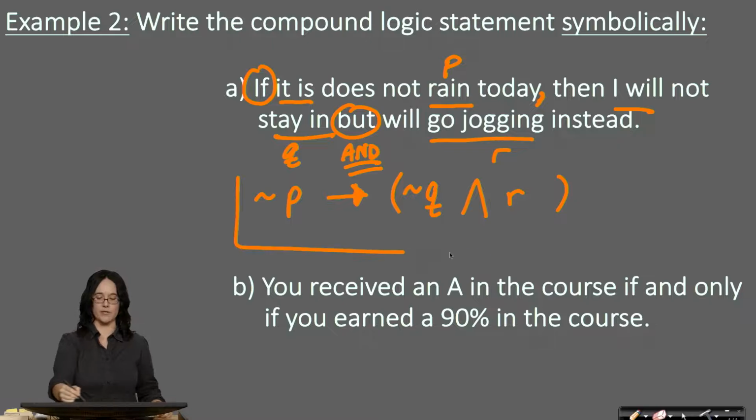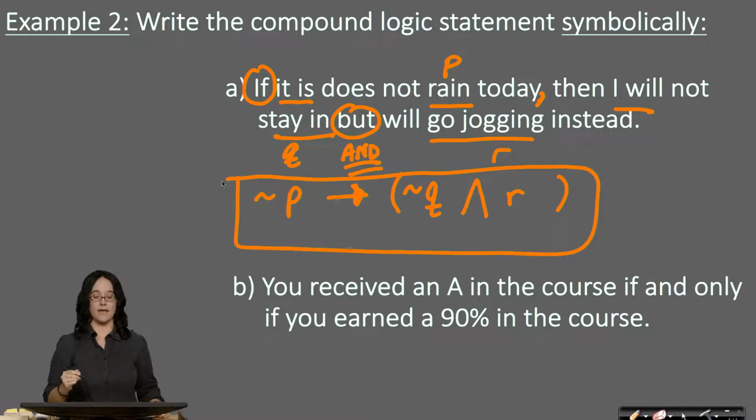So symbolically, here's what we have. Not P, if-then arrow or the conditional arrow to the right, parentheses, negation of Q, and R, close parentheses. Notice the importance of the parentheses there. If you did not write the parentheses, you would be telling the reader that if it does not rain, the only thing that's guaranteed is that you don't stay in, okay? And then you mention, oh, by the way, I went jogging, okay? But by putting the parentheses there, we're telling the reader, if it does not rain, two things will both happen. I will not stay in, and I will go jogging, okay? So that parentheses is very important. Try B on your own if you think you're up to it.